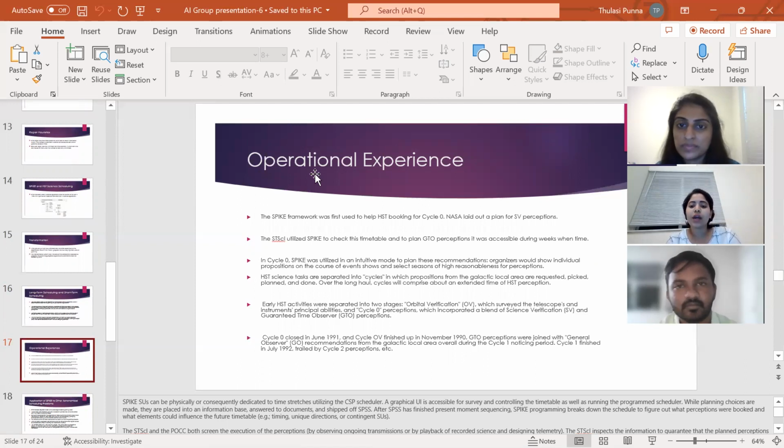NASA laid out the plan for SVS observations. So the STL utilizes SPIKE to check this timetable and to plan the observations. It was accessible during weeks when time allowed. And cycle 0 was close to the end of 1999 and cycle 0V finished up in November 1990. And the STScI and the POCC both monitored the execution of the observations by observing outgoing transmission in the next slide.